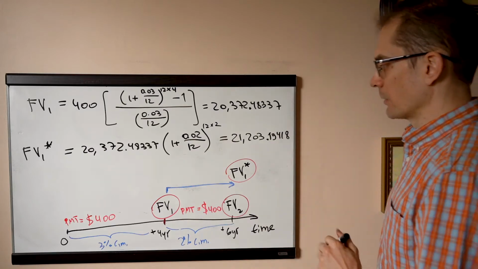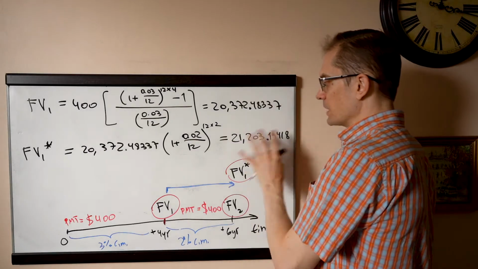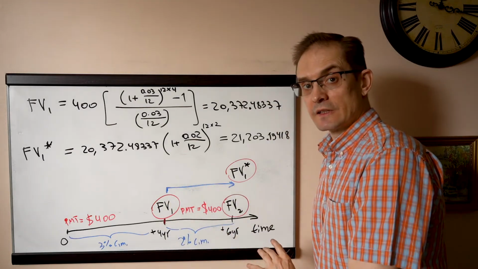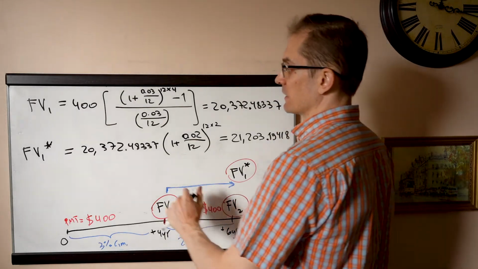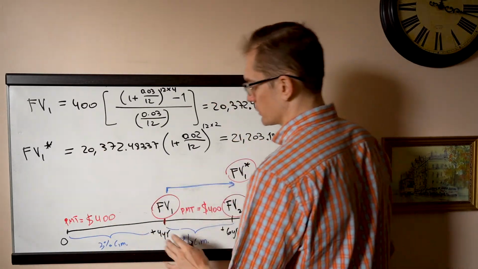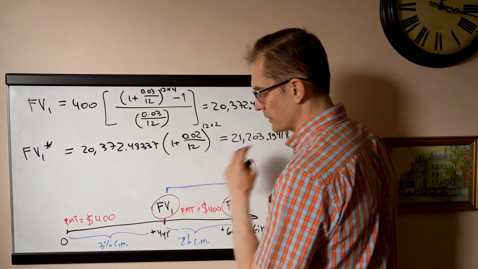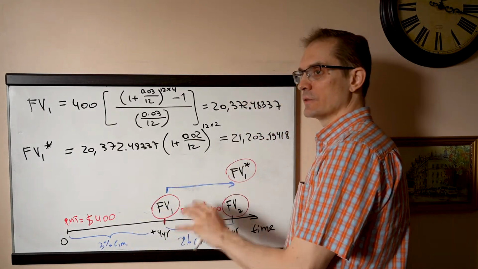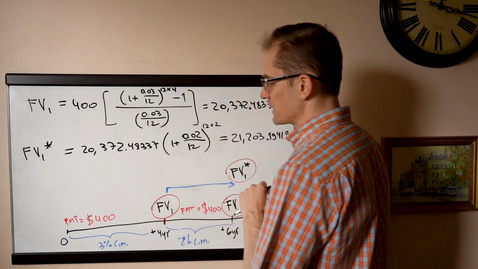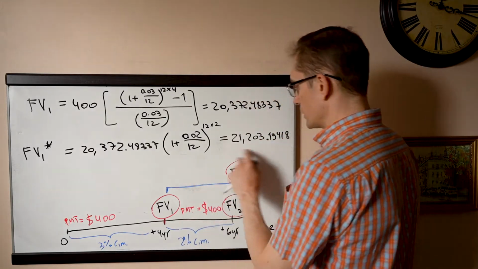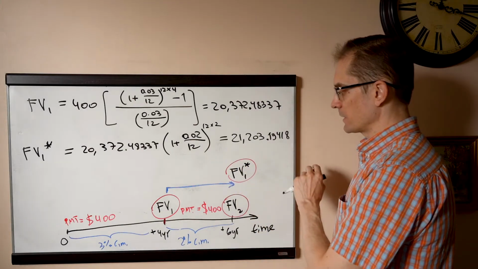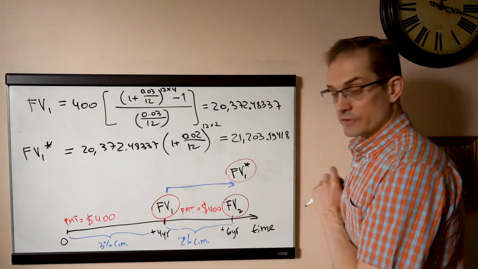Okay, so look, what this really means is that if you ignore that the second annuity really exists, this means that if Michelle invested $400 for the first 4 years and then basically left that in the account for 2 more years, what that means is that Michelle simply would have in that account 21,203 and so on at the end of 6 years.